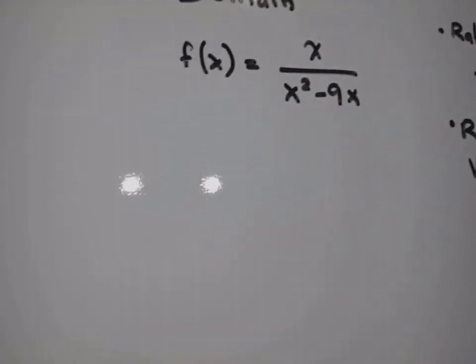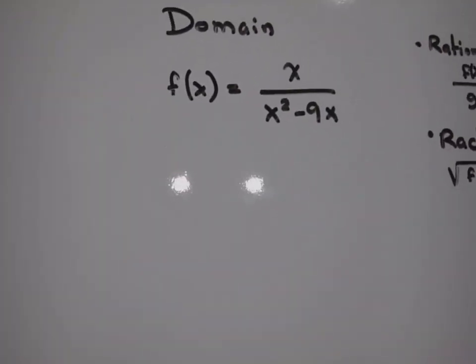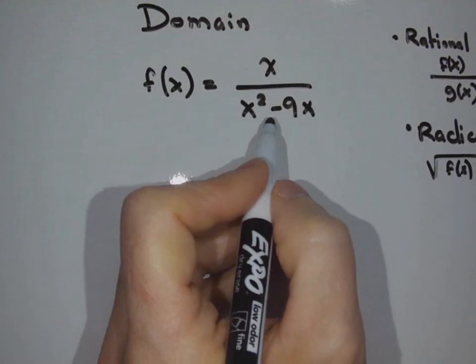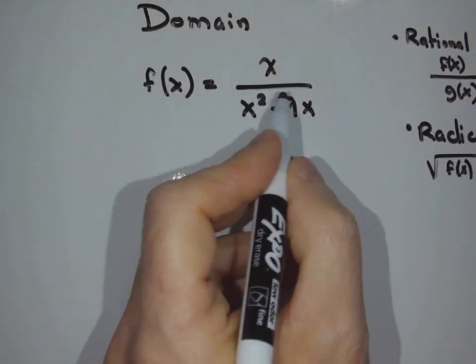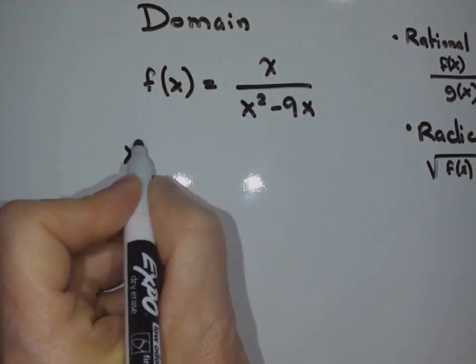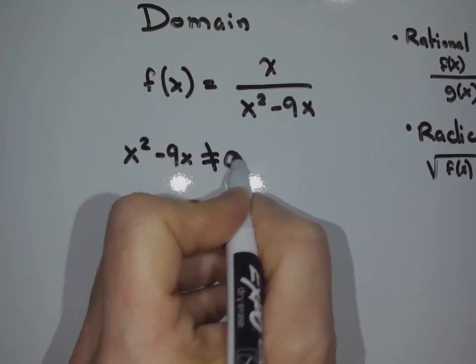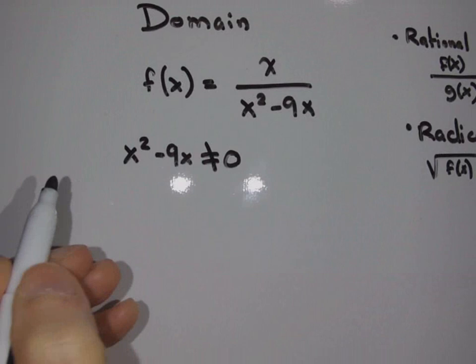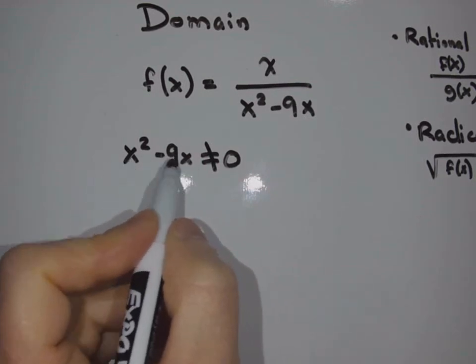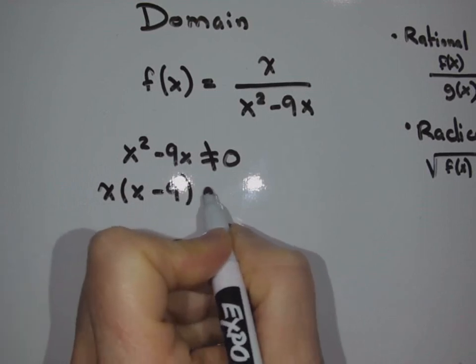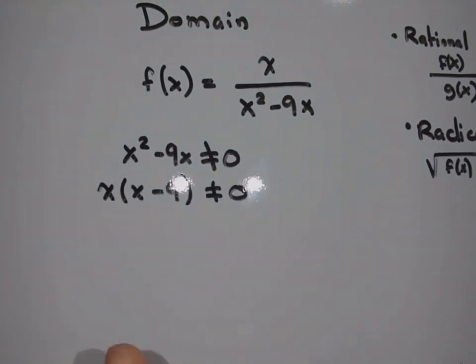So in our case scenario here, we're going to have a rational function. We have a denominator, and the denominator cannot be 0. So if the denominator cannot be 0, what we do is we just take that denominator and say, okay, x squared minus 9x, that cannot be 0. And so now solve for x, right? So to solve that for x, this is a quadratic, so I'm going to factor out an x first, right?